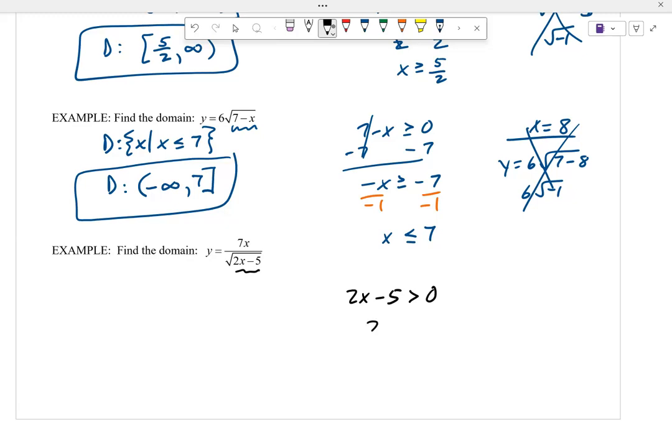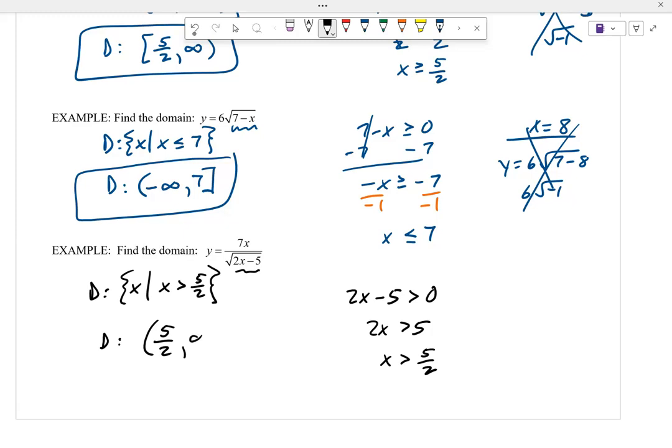I'm going to go ahead and add 5 to both sides. Divide by 2, which is a positive number, so the sense of the inequality stays the same. There's my domain, x such that, boy, my braces are struggling here. I'm greater than 5 halves on anything greater than, so parentheses, not including 5 halves. That's why it's a parentheses, not a bracket there. Not including 5 halves and on to infinity.